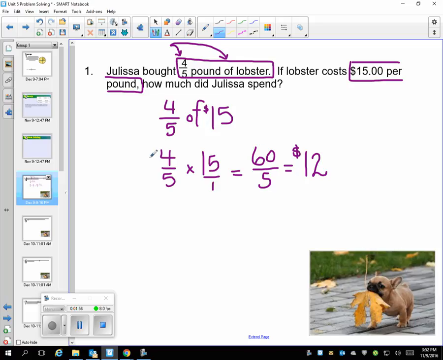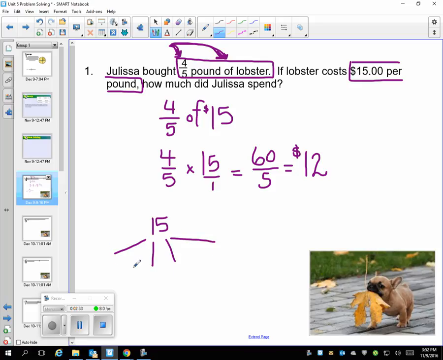Now, if for some reason you're stuck on this question, you're like, gosh, I don't know if I need to multiply or divide. A couple of things you could look at is we see 4/5 of lobster, so that gives me a clue that I need to multiply. Okay. And another thing is I could just figure out 4/5 of 15. I know that I could divide 15 into 5 parts and then take 4 of those parts.